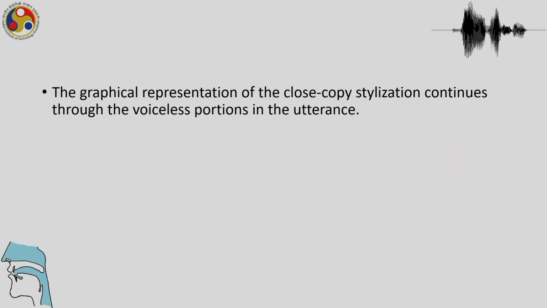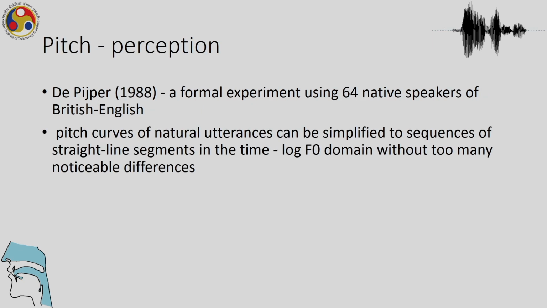So the graphical representation, the close copy stylization, continues through the voiceless portions of the utterance. When we have voiceless portions, we don't have the F0 track at those points, but close copy stylization will ignore those and also draw a straight line through the voiceless portions. In a formal experiment using 64 native speakers of British English, the pitch curves of natural utterances can be simplified to sequences of straight line segments in a time log F0 domain without too many noticeable differences.